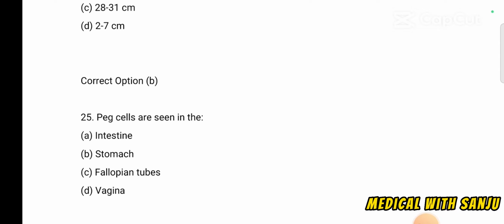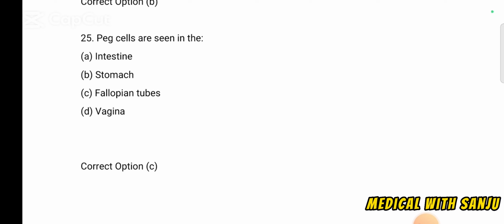Question number 25. Egg cells are seen in the option A intestine, option B stomach, option C fallopian tubes, and option D vagina. Egg cells are seen in a fallopian tube. Option C is right answer. Peg cells are non-ciliated epithelial cells present in the lining of a fallopian tube, 10% of the total cells. It provides nutrition and protection to the ovum and also activates the sperm.